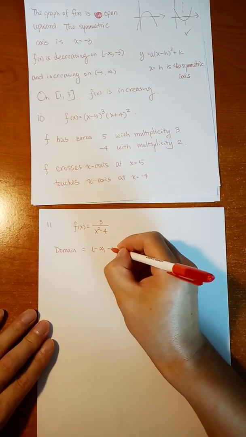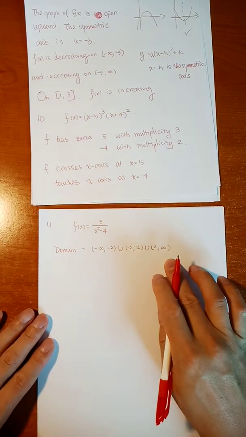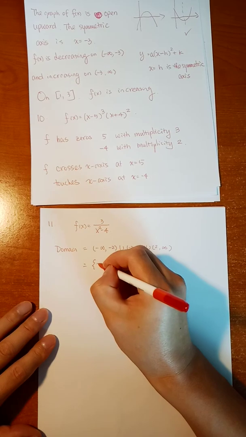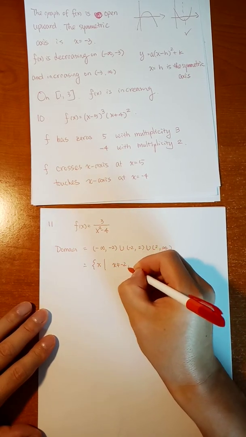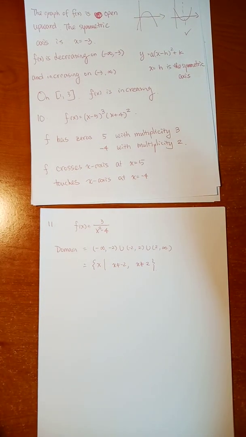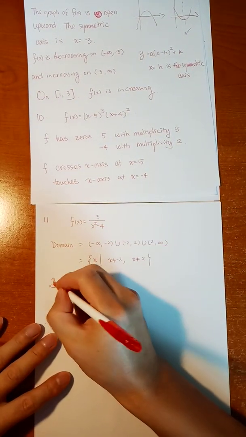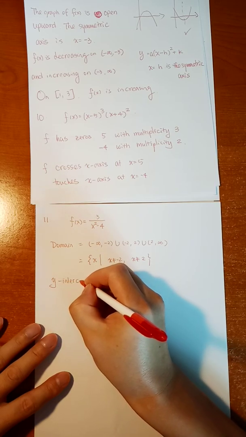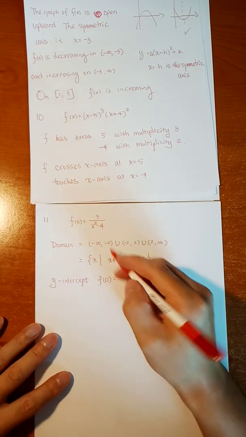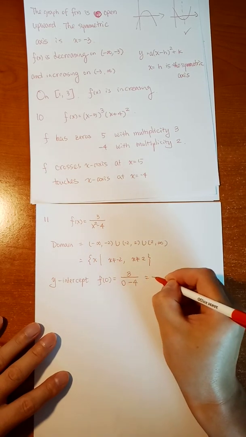So negative infinity to -2, -2 to 2, and 2 to infinity. You can write it this way, using parentheses to exclude -2 and 2. Or you can write x is not equal to -2, x is not equal to 2. Either works. And the y-intercept is the value when x is equal to 0. Here 0 is included in the domain, so f(0) is 3 over 0 squared minus 4, which is -3/4.